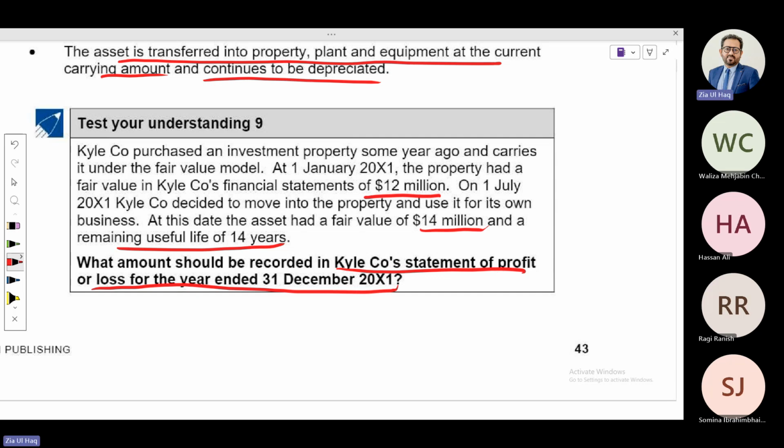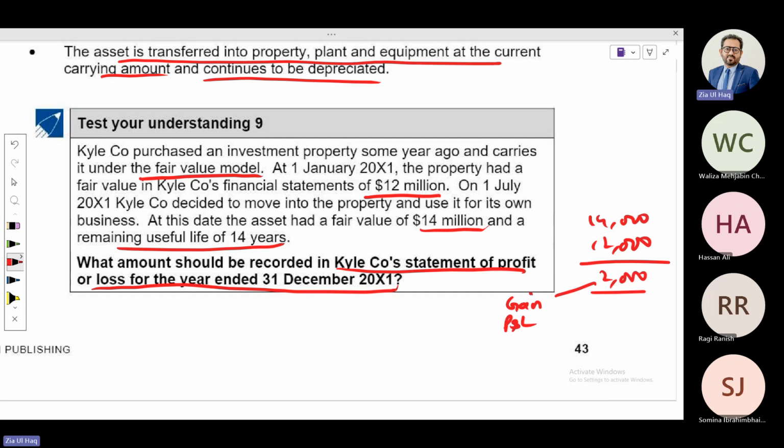How much? No. The property was recognized on fair value model. Its value was 12 million. So before converting to PPE, we need to revalue it. Its new value is how much? 14 million. So there is a gain of 2 million, and this gain should be charged to PNL. When? On 1st July.